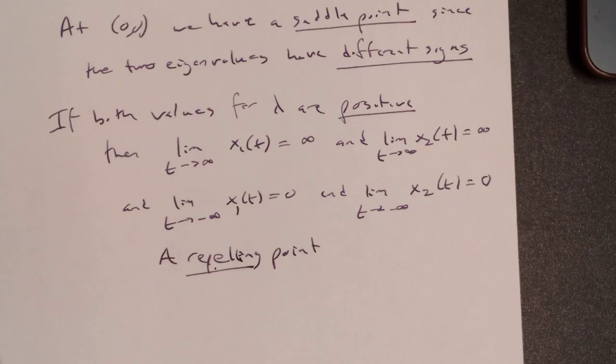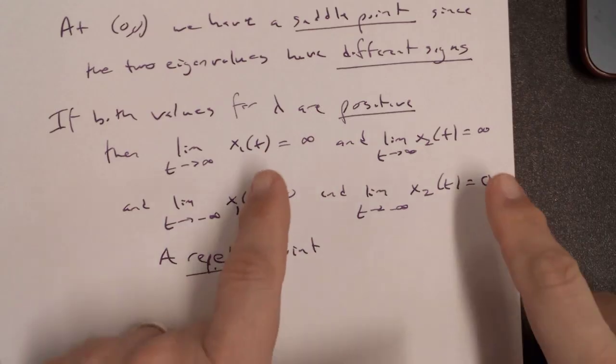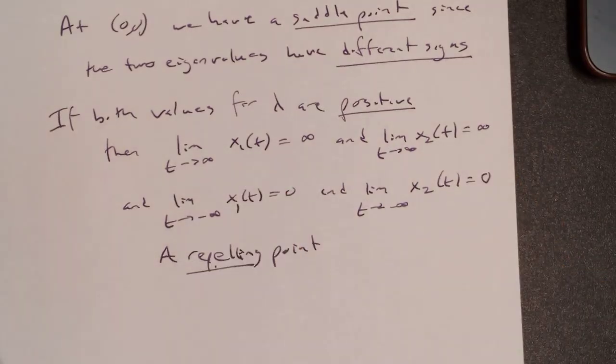What happens if they're both negative? They all point inward. If both numbers are negative, then the infinities and the zeros switch places here. As t goes to bigger and bigger, our numbers get smaller and smaller.